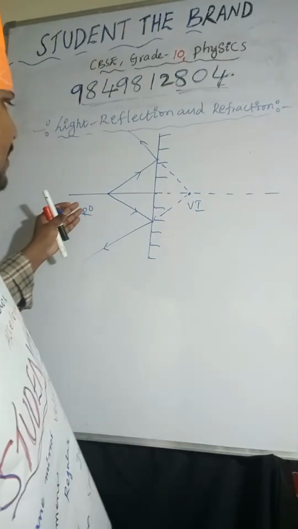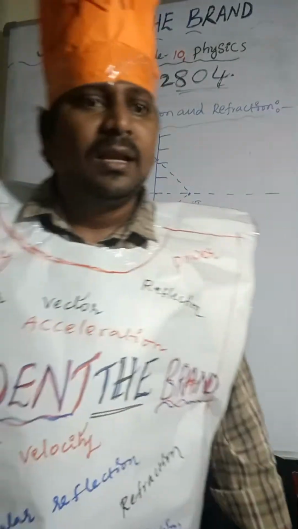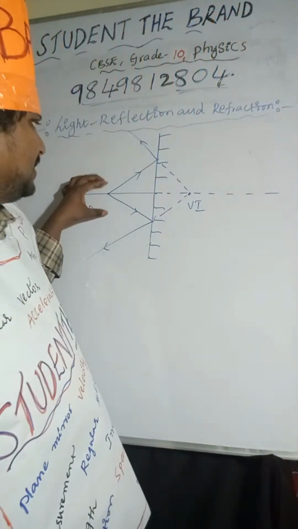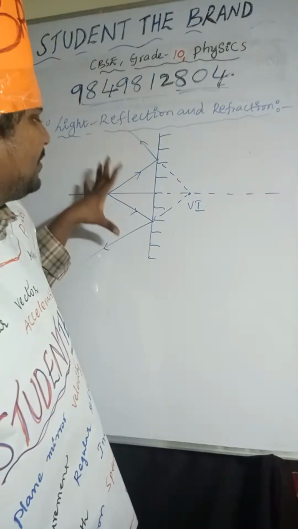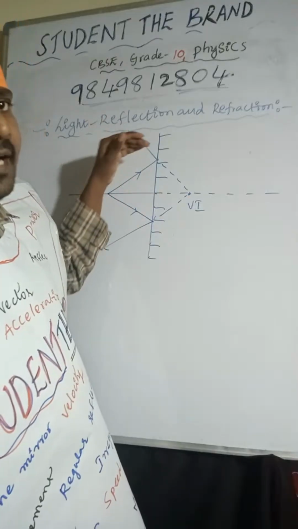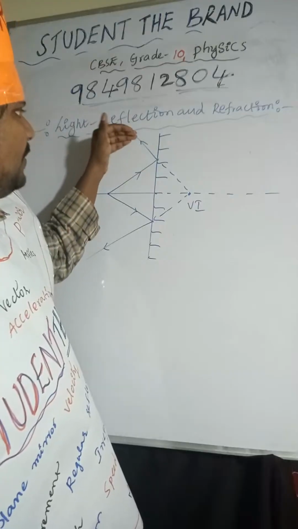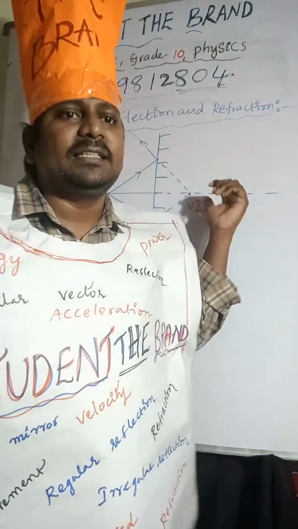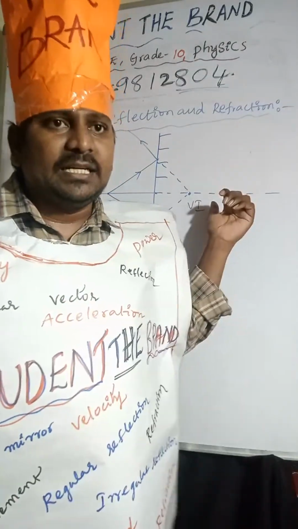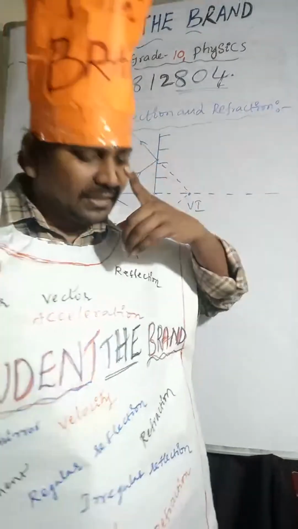Here you can observe from the point light rays are coming. From this, incident light rays are coming; this is a real object. After reflection, light rays are moving away from it. If you are extending these reflected light rays, the extended reflected light rays are meeting at one point. Their image is forming. That is a virtual image.